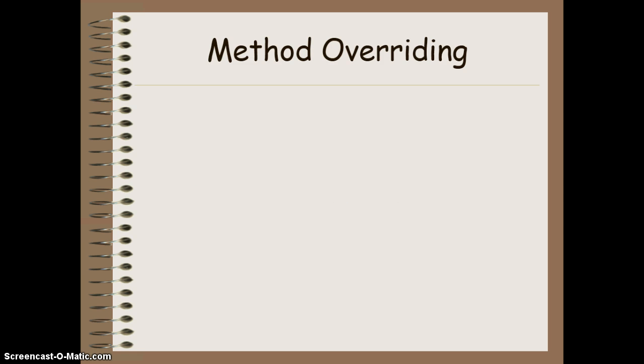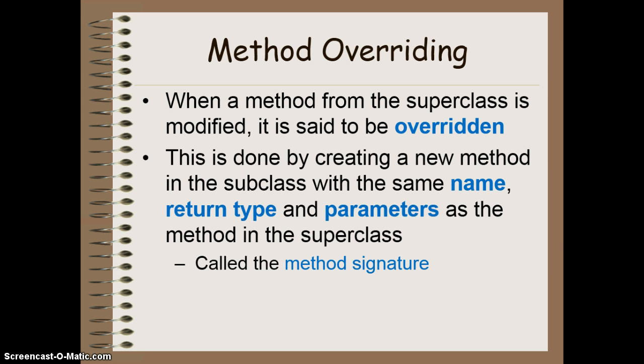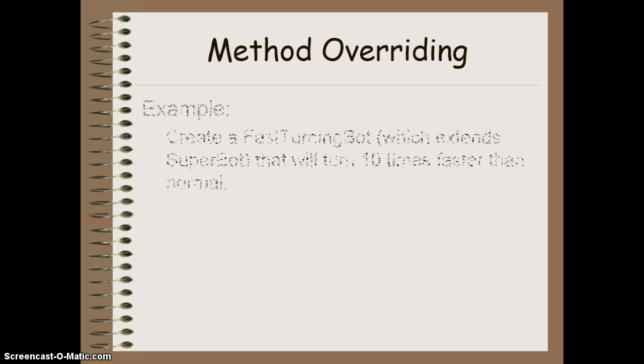We do this by what's called method overriding. Method overriding is when a method from the superclass is modified, we override it. It's done by creating a new method in a subclass with the same name, return type, and parameters as the method that existed in the superclass. So we just write out the exact same signature that we would have had in that superclass, and we're going to provide our own code for it in the subclass.